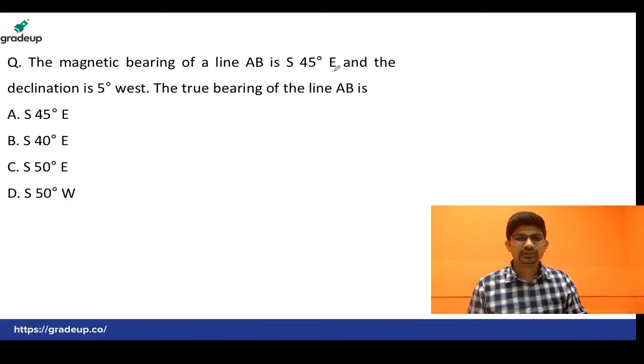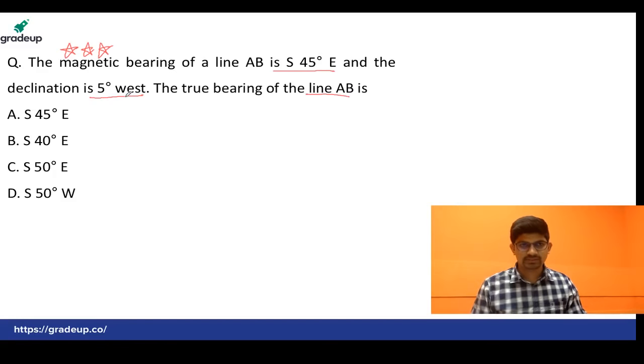The magnetic bearing of the line is south 45 degree east and the declination is 5 degree west. The true bearing of the line AB is? Now this question is also very popular in competitive examinations. So practice these two and three questions on your own.